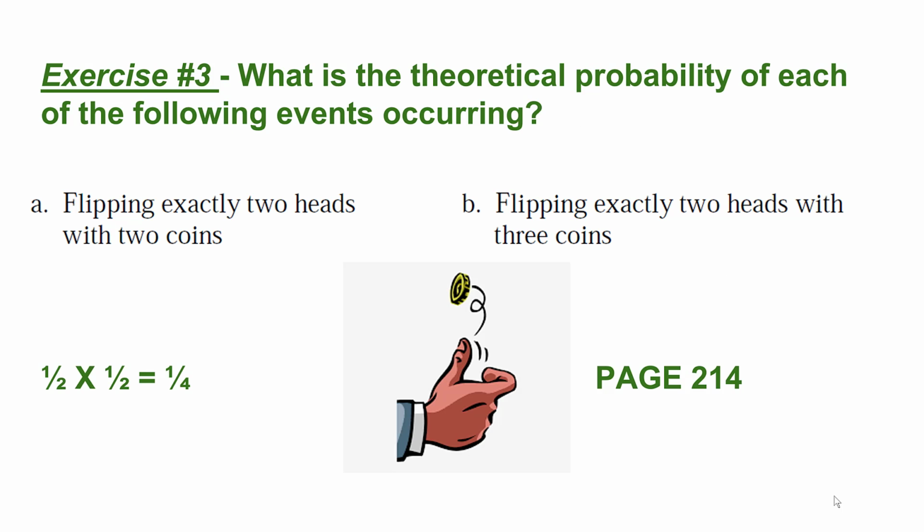Exercise number 3. What is the theoretical probability of each of the following events occurring? Flipping exactly 2 heads with 2 coins. We already did that, and the answer is 1 out of 4. This was even earlier in the examples. Now it's different. Flipping exactly 2 heads with 3 coins. I'll give you a hint. Go to page 214, and you can figure out the answer.